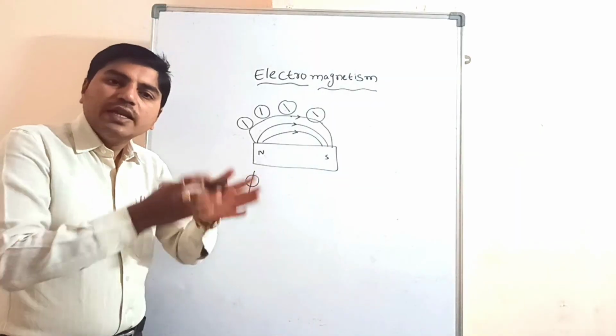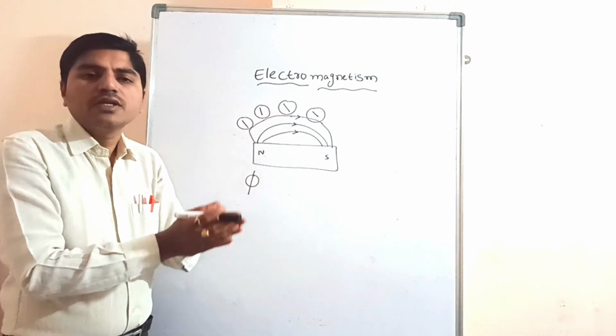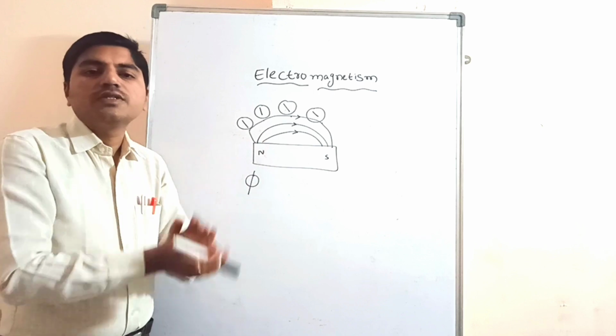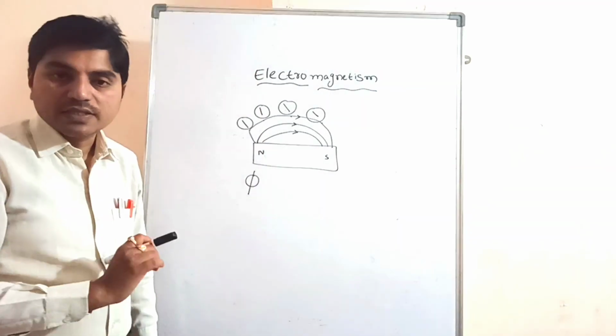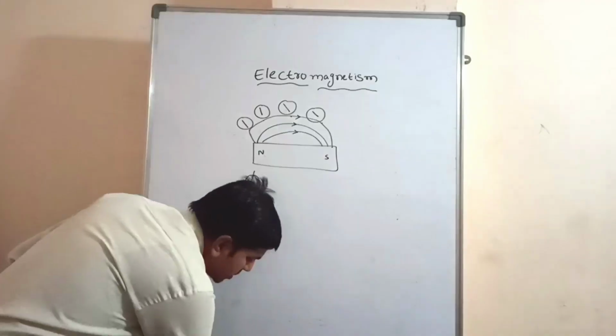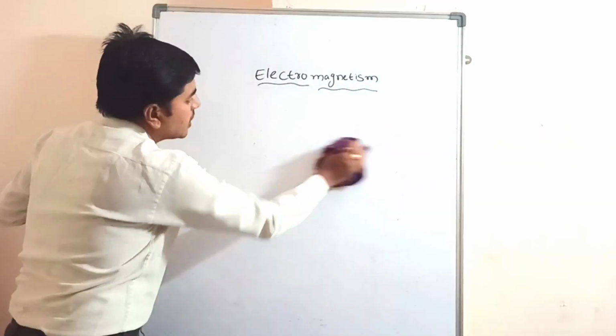So what does it mean? In a particular area, how much flux is present, meaning how many field lines are present in a particular area, is said to be the flux density. There is a formula for it. There is a flux density formula. That is simple. It is the flux density.